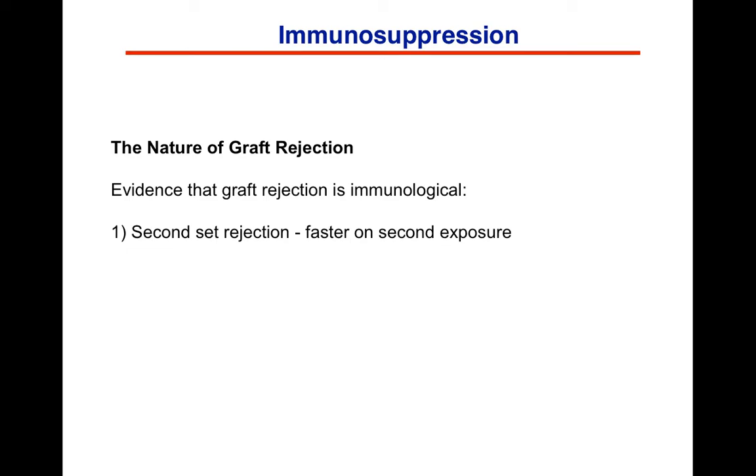And you know why this is the case, because it's a secondary response, so it's quicker and faster. And we also know that agents that suppress immunity, suppress the immune response, prolong graft survival. So those are the two things. These are two reasons that are consistent with the fact that graft rejection is immunological.